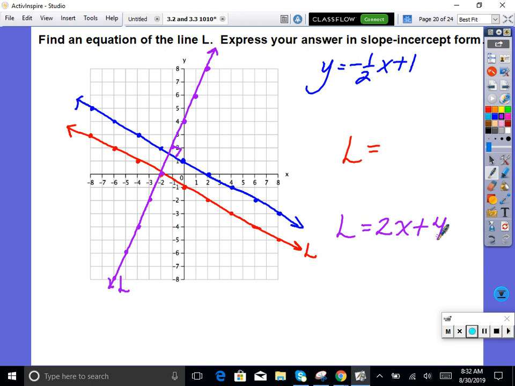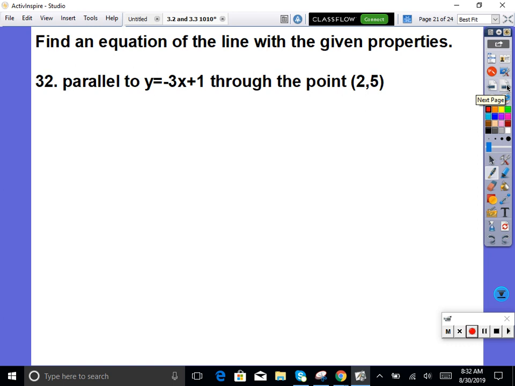And then we're told that the red line is parallel, and if that's true, what would the slope need to be? -1/2 x, and then what's the y-intercept? -1, good, -1. So pretty easy stuff. Okay, great.